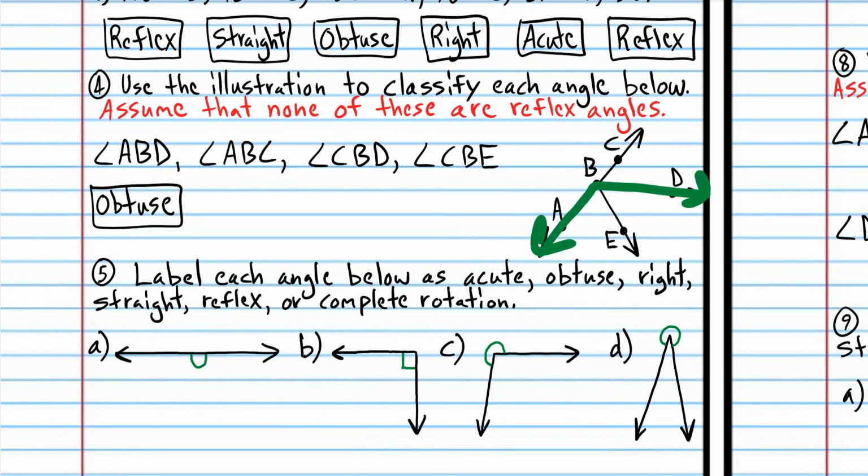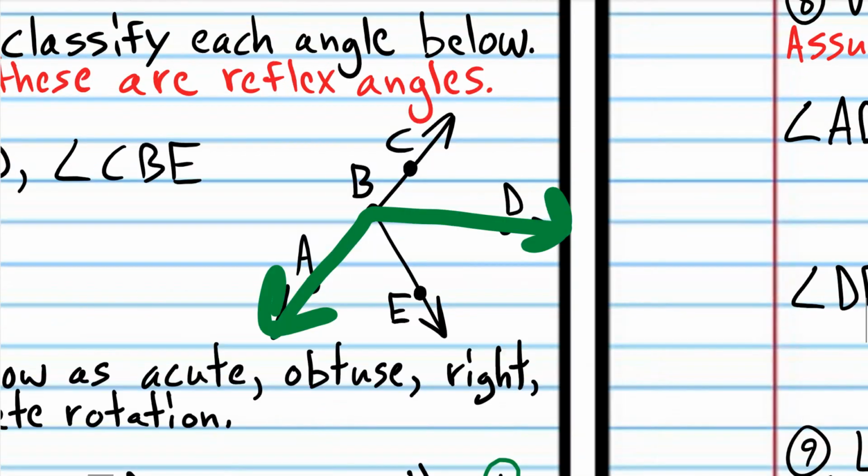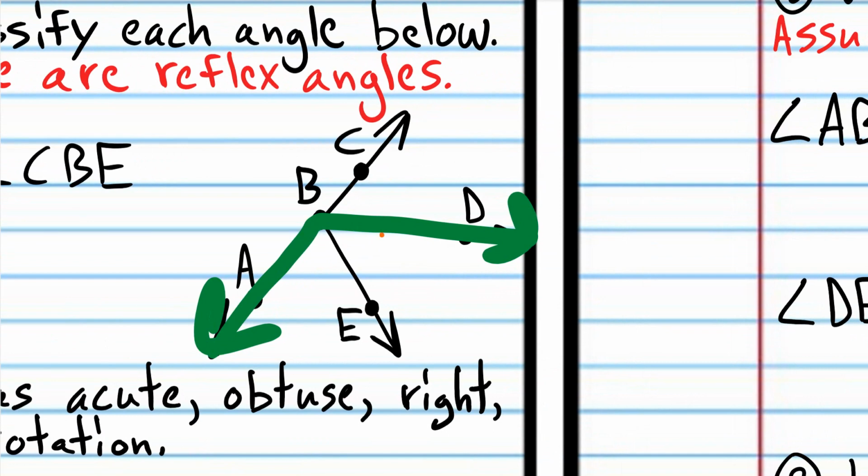It says up here, assume that none of these are reflex angles. What that means is we're classifying this angle here. We're not classifying this reflex angle back here. So the answers are not going to be reflex angles. So there's some ambiguity involved with that. So we're talking about the angles that are less than or equal to 180 degrees.